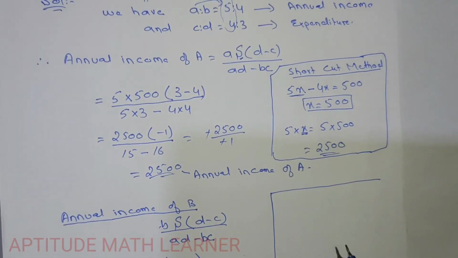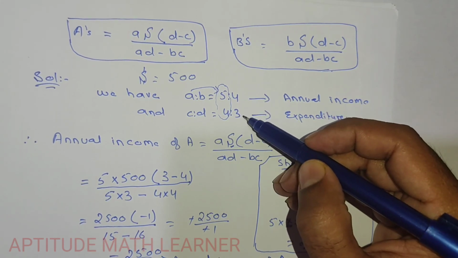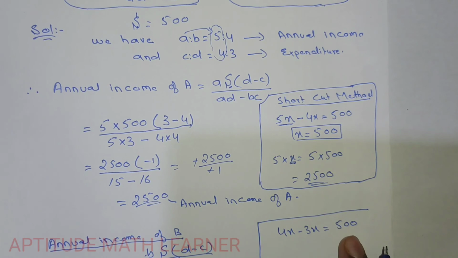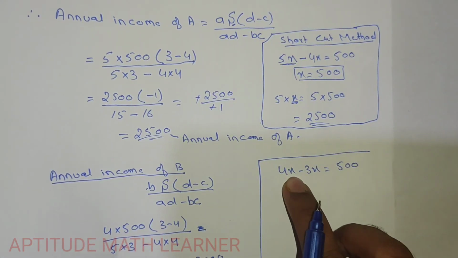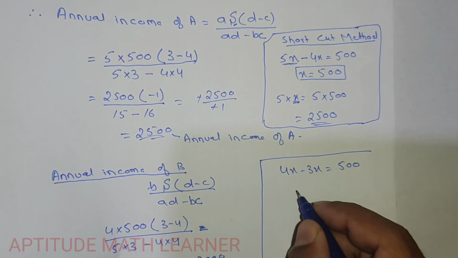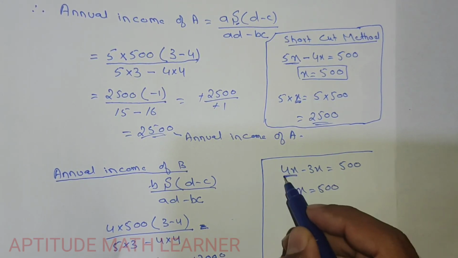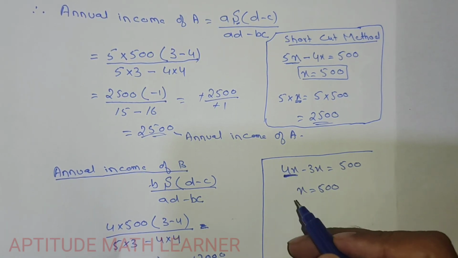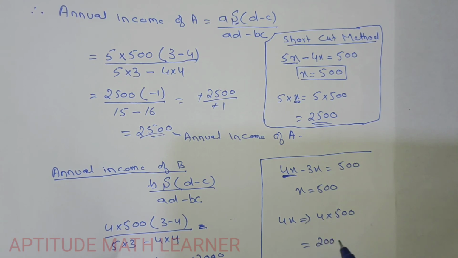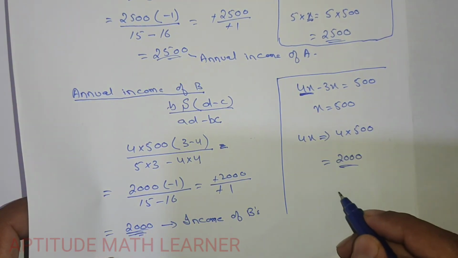For the shortcut, we take the person B. The income ratio is 4 and the expenditure ratio is 3. So 4x minus 3x is equal to 500, and this 500 is the saving. So x is equal to 500. Now the annual income, the total income that he earns, is 4x, so 4 multiplied by 500 gives 2000. You can see both sides give 2000. So this is the answer.